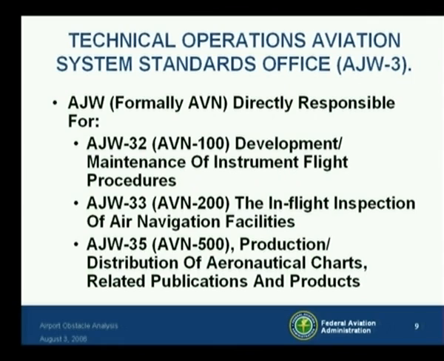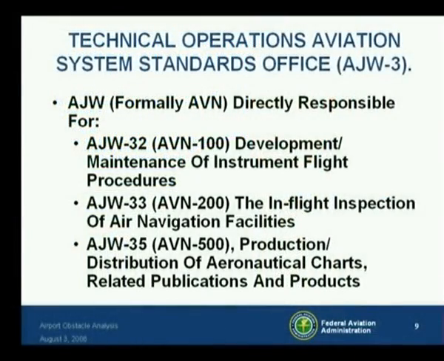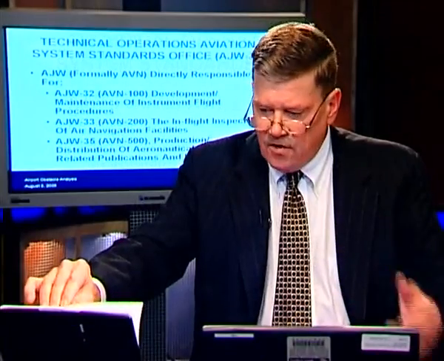Specifically, AJW 32, which used to be AVN 100, is responsible for the development and maintenance of instrument flight procedures. These are the guys who actually build the procedures. AJW 33 is responsible for the in-flight inspection of air navigation facilities. They have numerous airplanes located at facilities around the country to perform this function. AJW 35, which used to be AVN 500, is the element responsible for the production and distribution of aeronautical charts and related publications and products. They're also referred to as the National Aeronautical Charting Office, or we know them as NACO. These are the guys that actually print the charts that come in the books that we have in our offices.